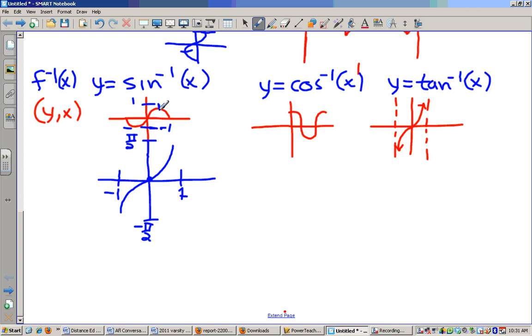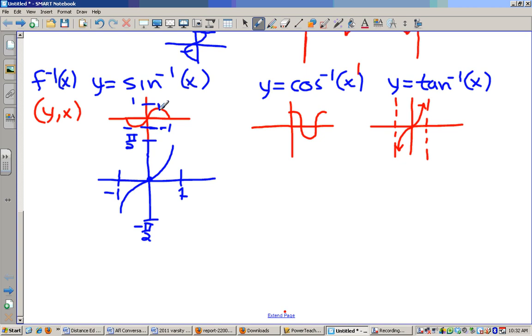You can draw these in your notes as you're going along, because that's going to be the question. Cos inverse, same thing happens. And this is why on your calculator, when you press the inverse sine of a ratio, you only get answers between positive 90 degrees and negative 90 degrees. Right, your calculator never gives you an answer of negative 120. It always gives you answers between negative 90 and positive 90 when you do inverse sine.